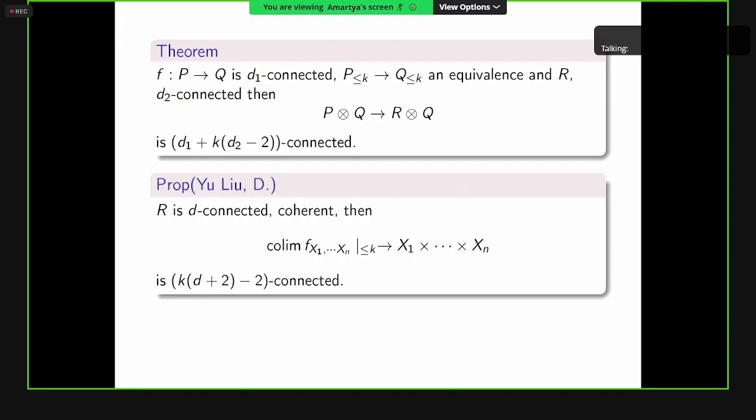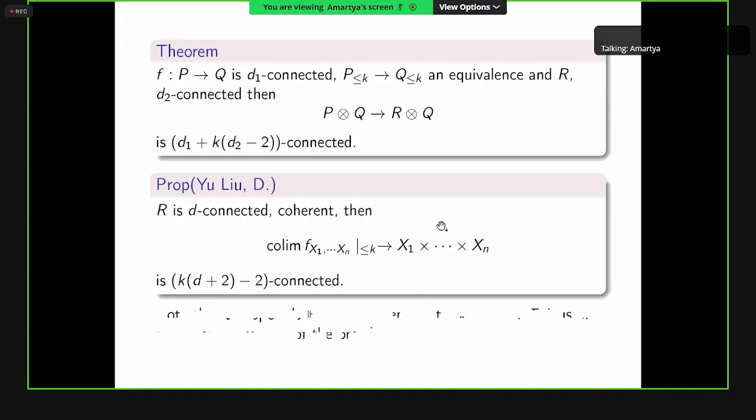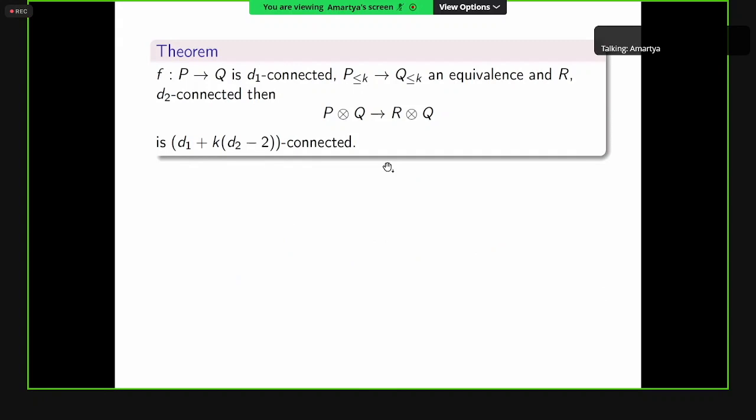So here's the proposition. If R is D connected and coherent, then this is basically an ingredient for proving this theorem. That would prove the general case, as just stated here. It's important to note that operads in N are coherent, but these ANs are not. That is a big thing for the proof. So yeah, I don't have more to say.